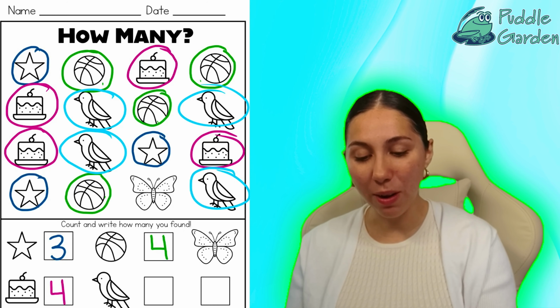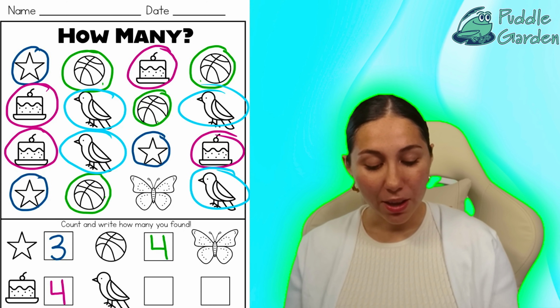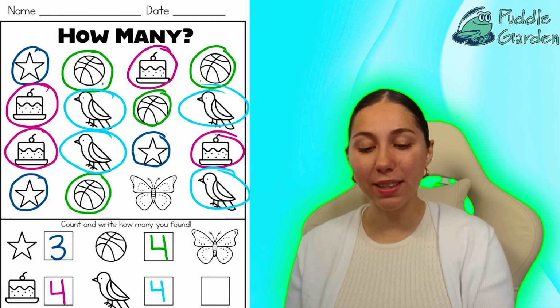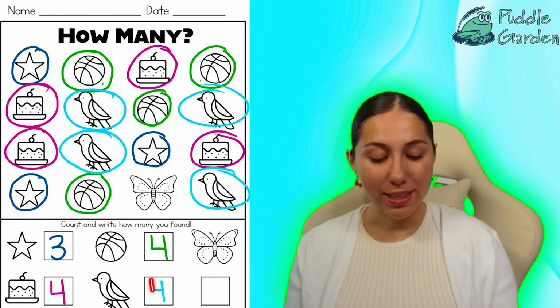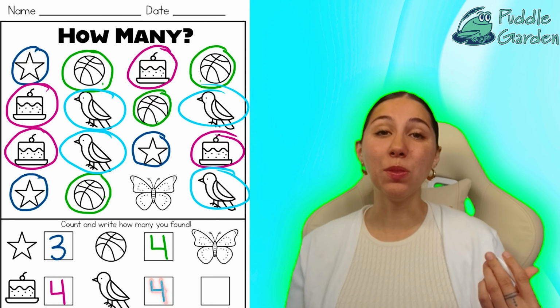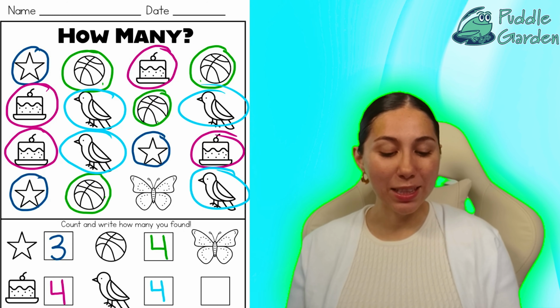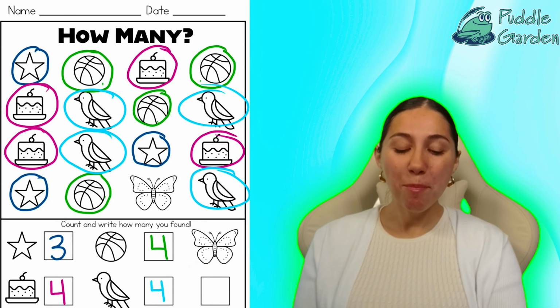So let's go in and write our number. Down, slide right, and down some more. We have lots of 4s. Down, slide right, and down some more. Nice work. And last but not least, we have a butterfly.